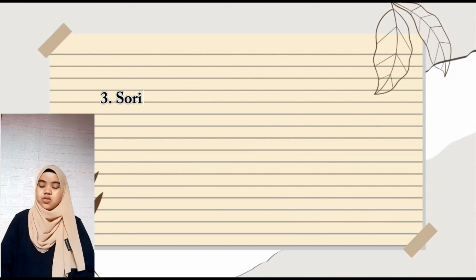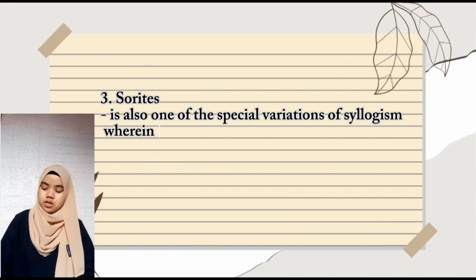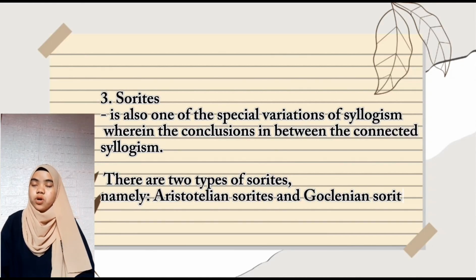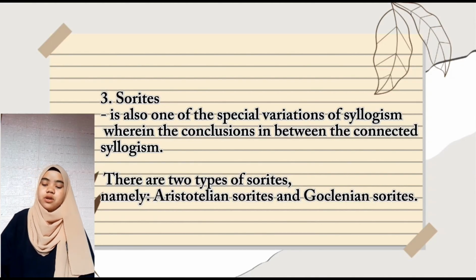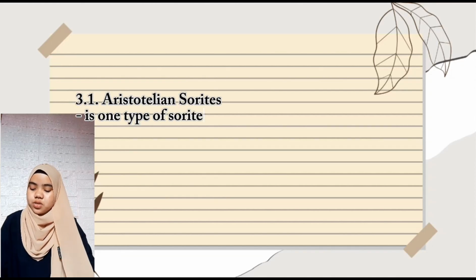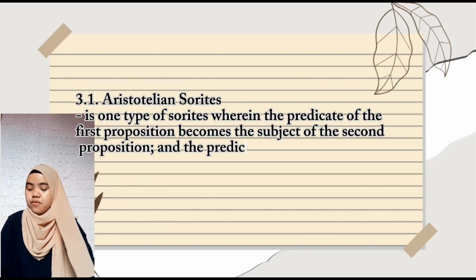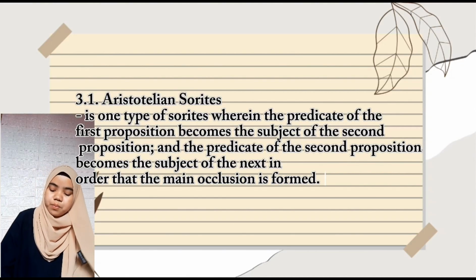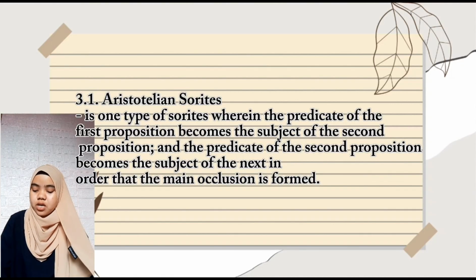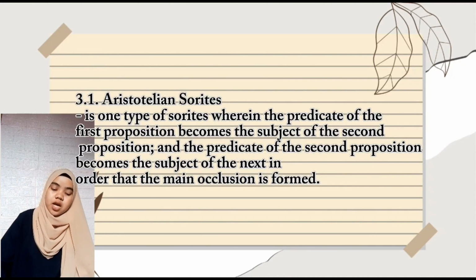Okay, so the third special variation of syllogism is the sorites. Sorites is also one of the special variations of syllogism wherein the conclusion is connected between the syllogisms. So, there are two types of sorites, the Aristotelian and the Goclenian. So first is the Aristotelian sorites. It is one of the types of sorites wherein the predicate of the first proposition becomes the subject of the second proposition, and the predicate of the second proposition becomes the subject of the next in order that the main conclusion is formed.